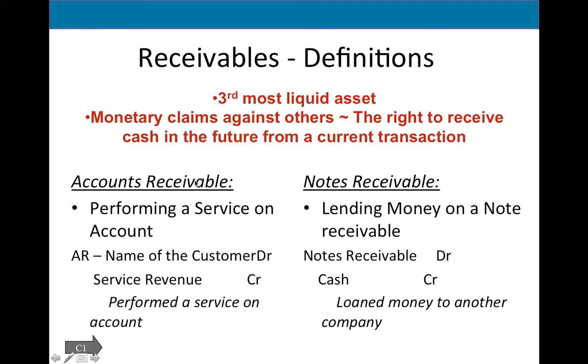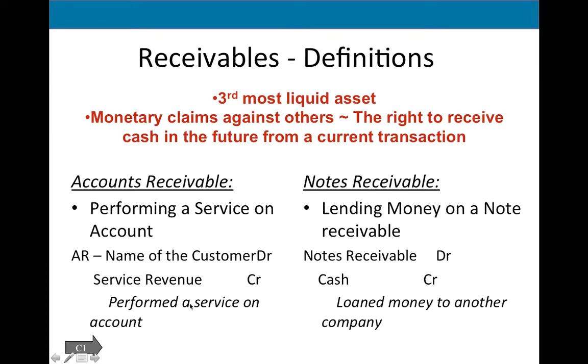So most of the receivables arise from us performing a service on account or making a sale on account, selling merchandise on account. So we usually debit the receivables. And guys, we have to start getting used to actually listing the name of the customer after the AR, and we credit sales or service revenue account.